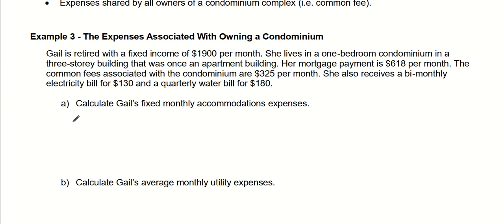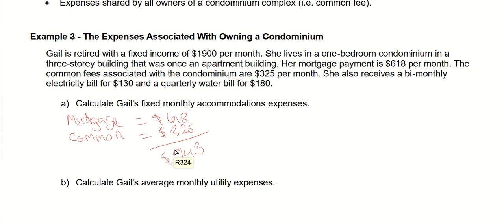So over here is the mortgage, that's how you spell it, mortgage. That is about $618 per month. That's per month. The common fees, that is about $325 per month. Okay, so those are only two fixed expenses, and we add them together, $943 altogether. That's her fixed expense.